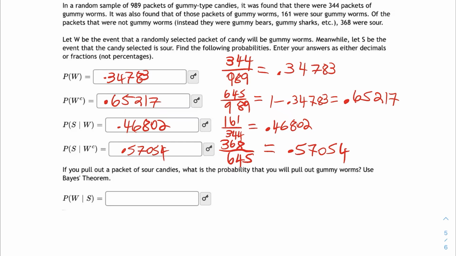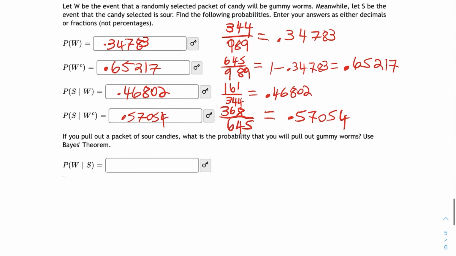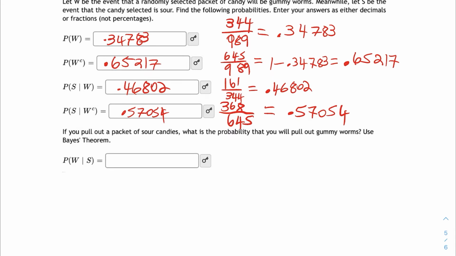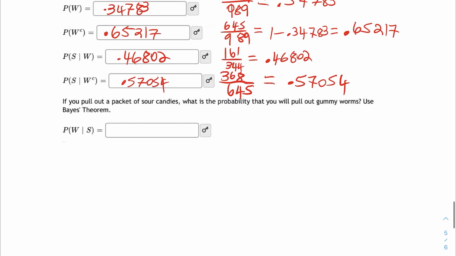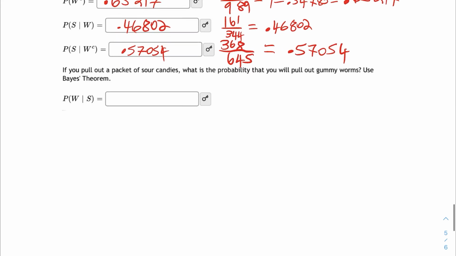being a gummy worm given that the packet is a packet of sour candies. So that's an inverted probability. They've been giving us probability of sour given it's a gummy worm, or even sour given it's not a gummy worm. Now they want the probability of worm given sour, which is the inverted conditional. So we need to use Bayes' theorem here. We can use a tree, or we can use the formula. In this case, we're going to just use the formula.